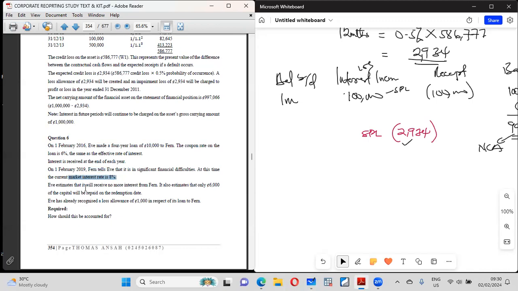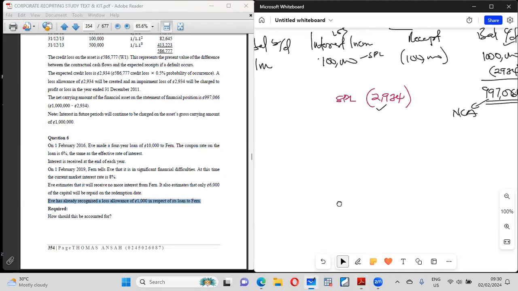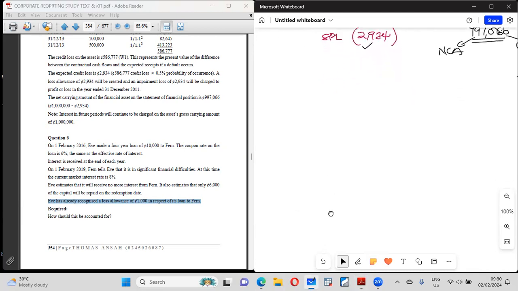When you are PVing, which rate do you use? The original. So we will still be using the 6%. Eve estimates that she will receive no more interest from Fen, and that only 6,000 of the capital will be repaid on the redemption date. Eve has already recognized a loss allowance of 1,000 in respect of this loan. Is the 1,000 correct? Let's find out.